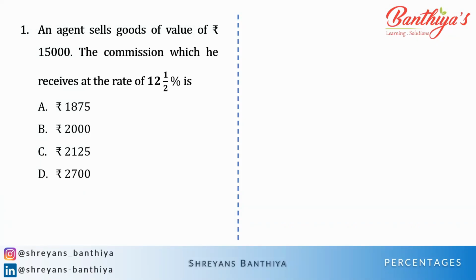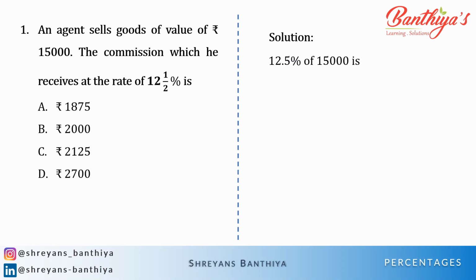So this is the first example. Please read it and solve it by yourself. I hope, guys, that you have reached the answer. Let's see the solution. An agent sells goods of value rupees 15,000. The commission which he receives at the rate of 12.5% is, these are the options. Now let's first see the traditional method that you will use.